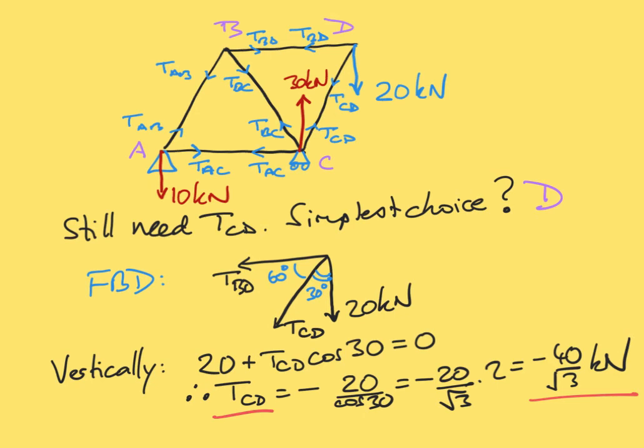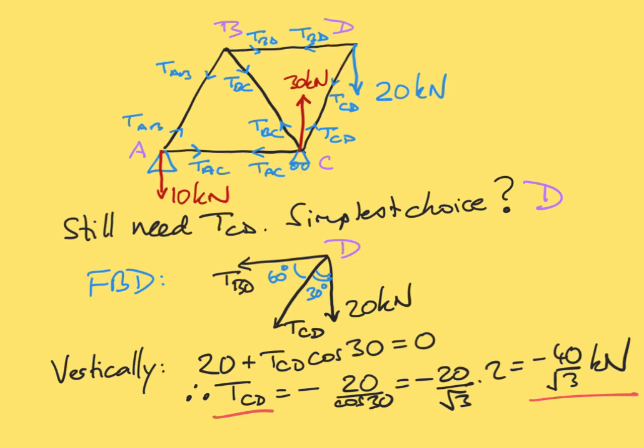Okay, we've now calculated all of the tensions in the different members, except for TCD that we still need. So what's the simplest choice? Well, I'd say the simplest choice is to go to D and draw the free body diagram here at D. We have a horizontal force here, and a vertical force here, and a force at an angle of 30 degrees between this, and 60 degrees between this and this.